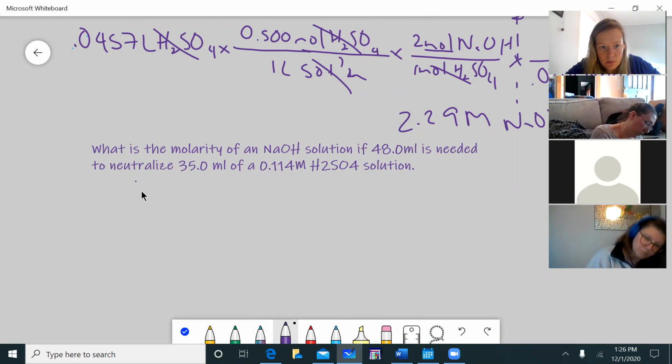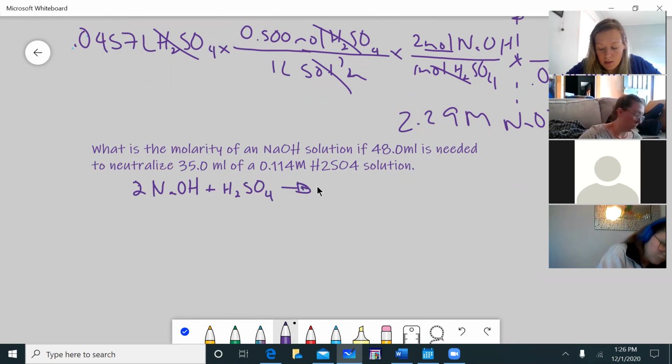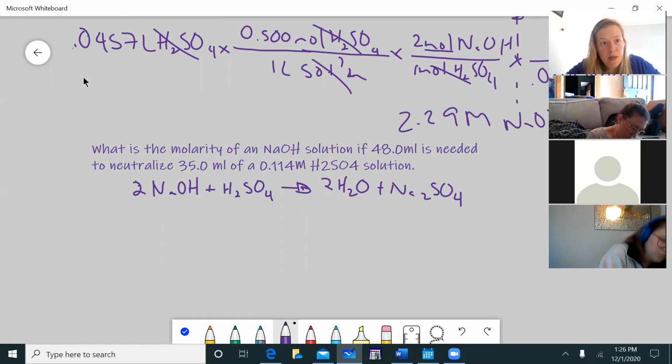2 NaOH plus 1 H2SO4 gives us 2 H2Os and so I'll give you all 5 minutes for this one. Hopefully you can work maybe a little faster on this one.